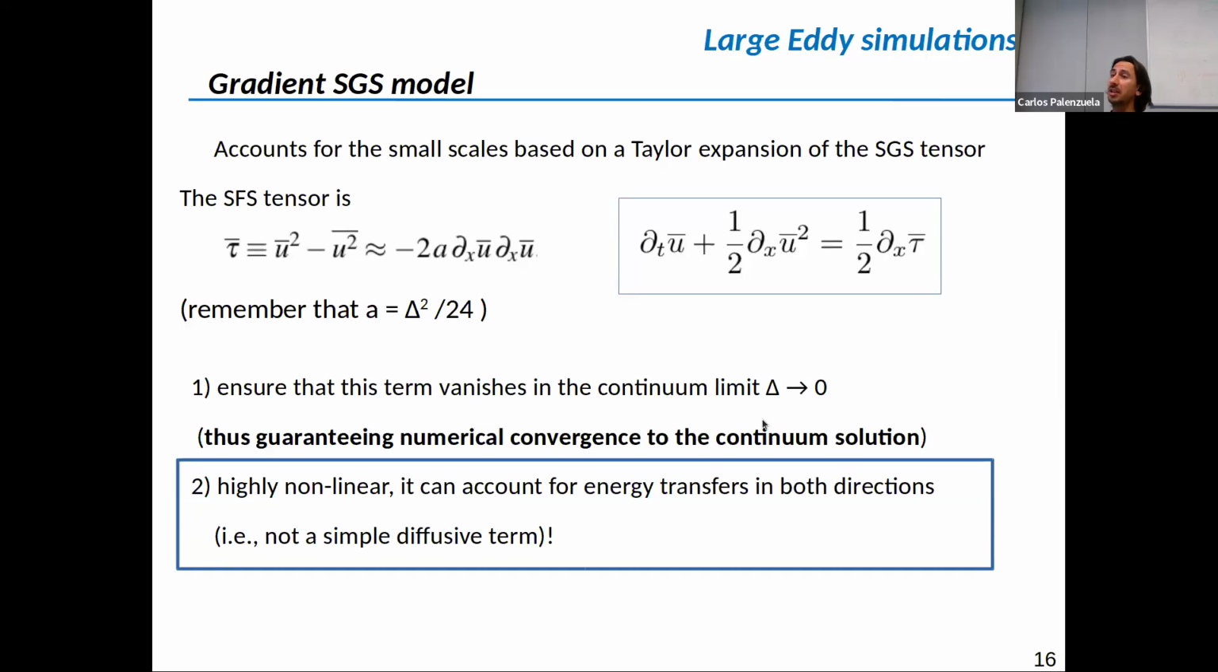So we have consistency, and that guarantees the numerical convergence to the continuum solution. And also this term is highly nonlinear. If it was just a dissipative term, it could be just a first derivative, but this is a first derivative squared. So it has no defined sign, so it can account for energy transfers in both directions. So it's not just a simple diffusive term.